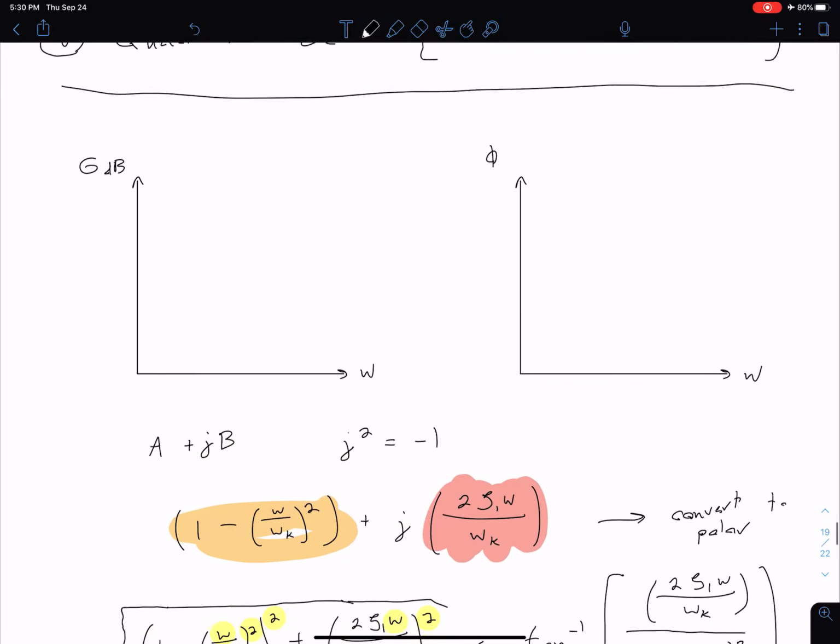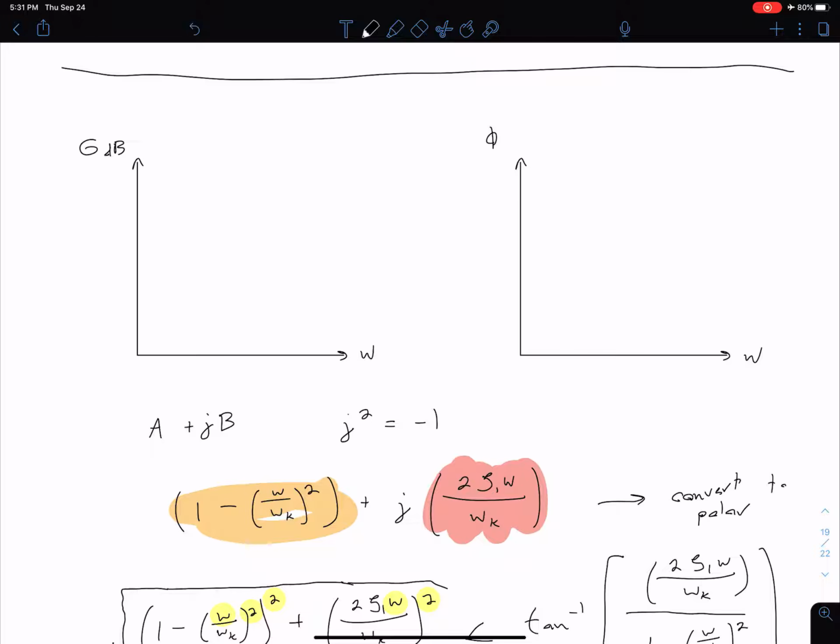So let's come up here to our gain plot and let's label some frequencies. So let's say right here we have our omega sub k as our corner frequency, and then we can go 1 decade to either side. So if we have 1/10 of omega k here and 10 times omega k here, what we're going to see is a steeper increase in that gain than for what we saw for our simple zero.